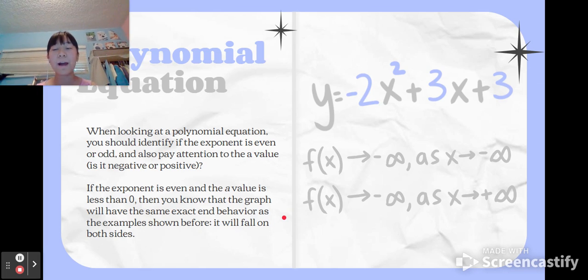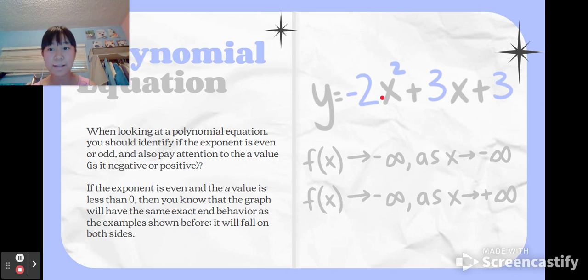Now that we know that, when we look at polynomial equations, if we see that a is less than 0 and the leading exponent is even, then we know that it has this end behavior. As we see over here, it says y equals negative 2, which is less than 0, x squared, which is an even exponent, plus 3x plus 3.